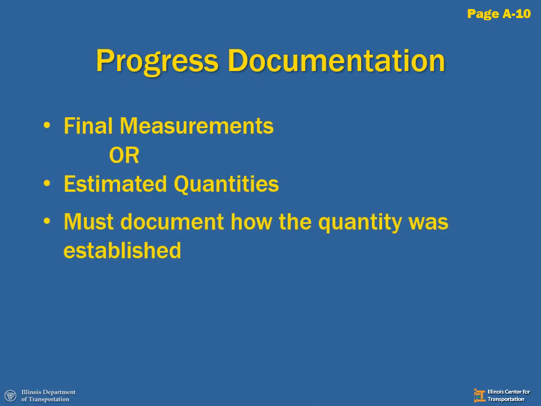Next section, we'll talk about progress documentation. We can either take a final field measurement on a daily basis, or we can have an estimated quantity. If we can't accurately measure it, or maybe we're agreeing to planned quantity, but we need to get that contractor paid on a minimum monthly basis for progress, we can estimate. Most importantly, it is to document how the quantity was established, particularly if we're estimating. We're going to show you some examples in the next portion of the video.